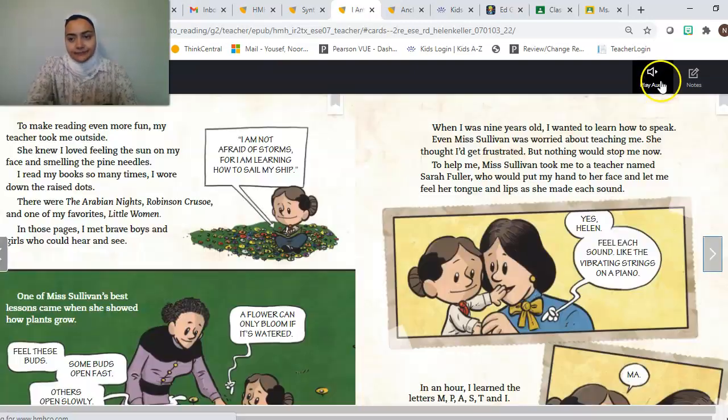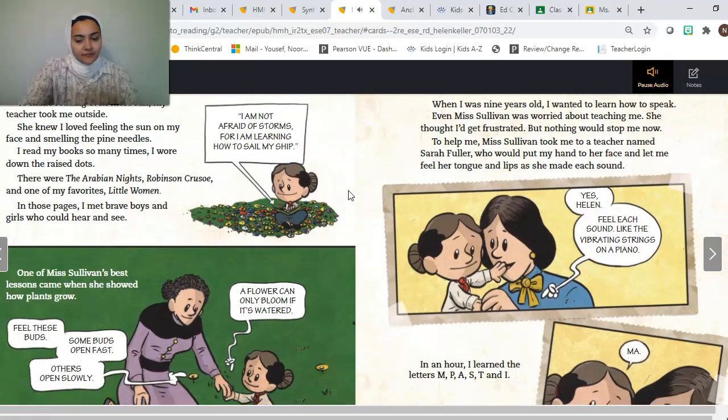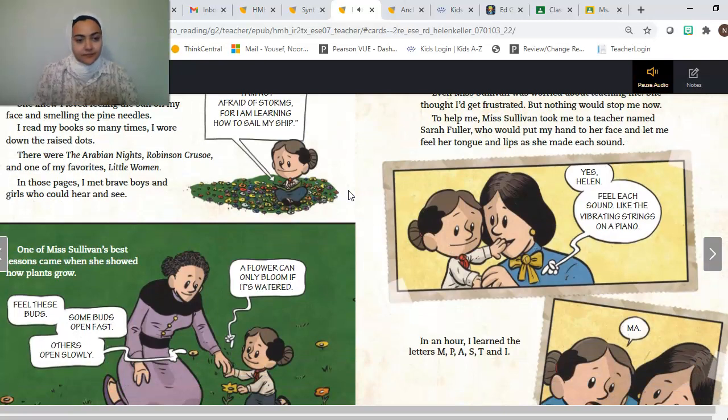Let's see. To make reading even more fun, my teacher took me outside. She knew I loved feeling the sun on my face and smelling the pine needles. I read my book so many times, I wore down the raised dots. There were the Arabian Nights, Robinson Crusoe, and one of my favorites, Little Women. In those pages, I met brave boys and girls who could hear and see. I am not afraid of storms, for I am learning how to sail my ship.